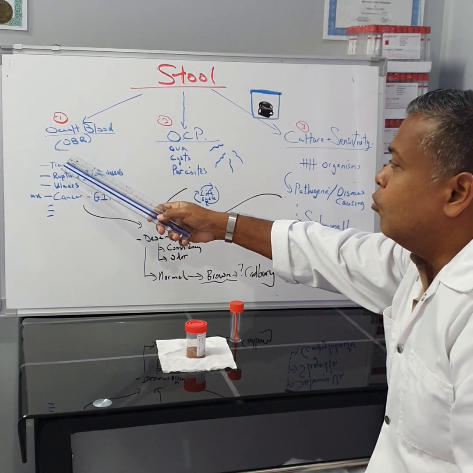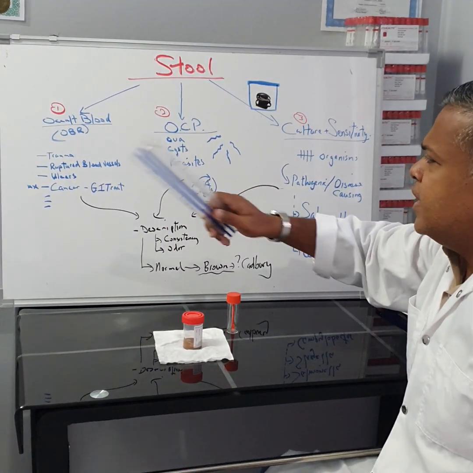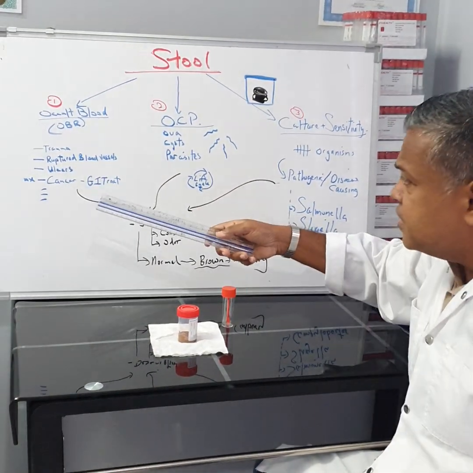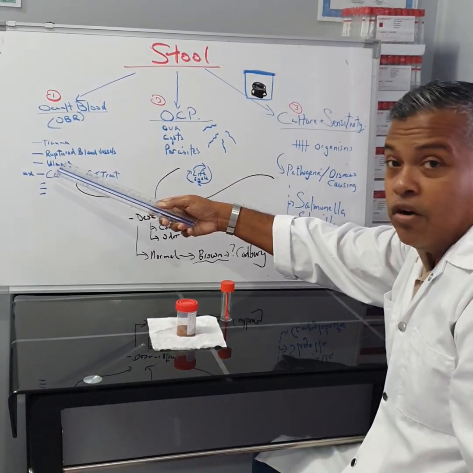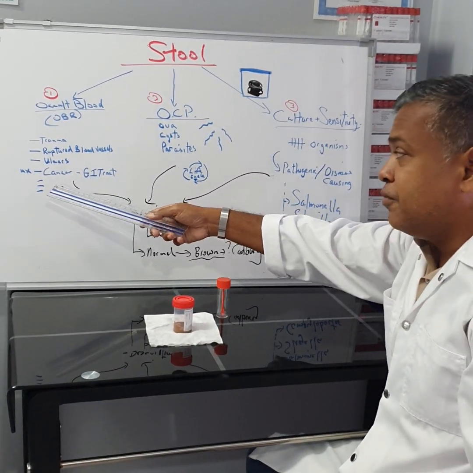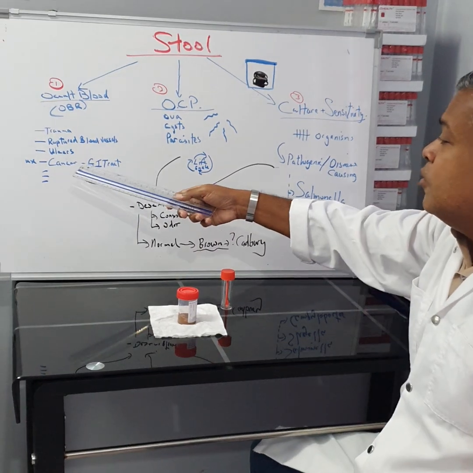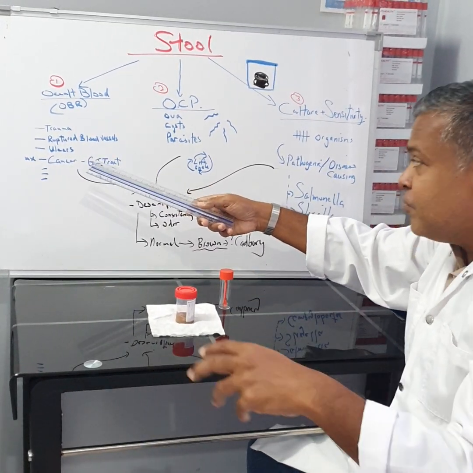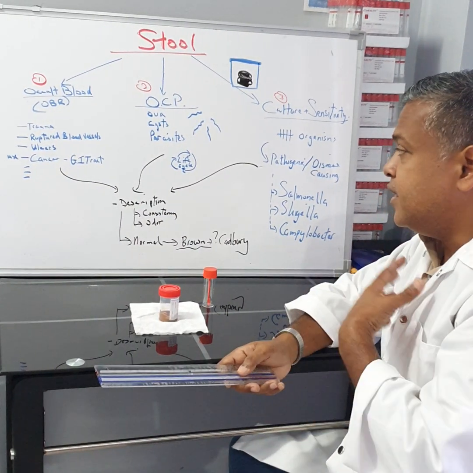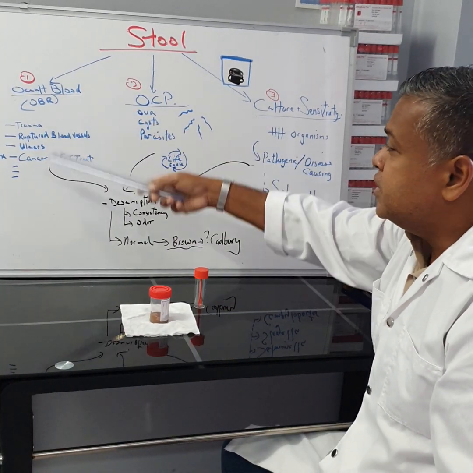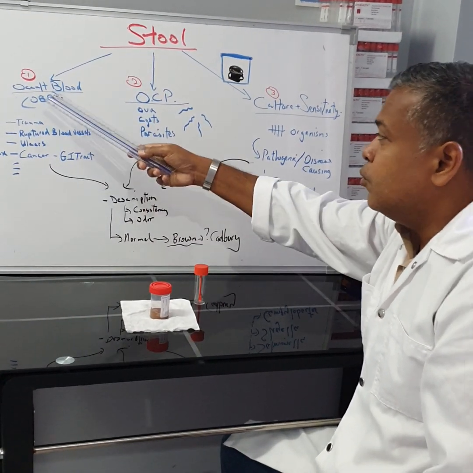And once blood is found in the stool, it can be caused by many different things: trauma, ruptured blood vessels, hemorrhoidal vessels. It could be ulcers that are bleeding, and of course the one that everyone is afraid of, cancer, which is a growth of abnormal cells. And in this case, it could be the GI tract, the alimentary canal, and colon, etc. And it will present with blood in the stool.